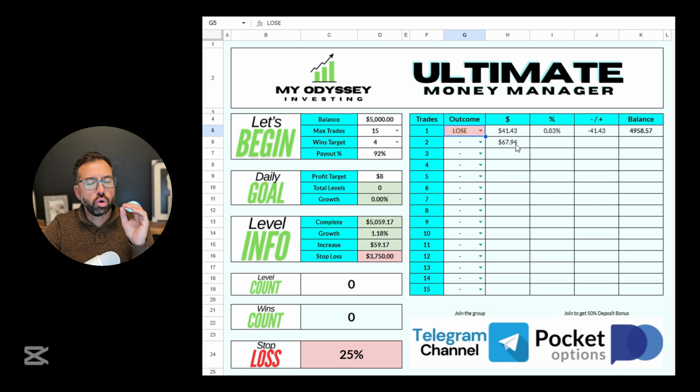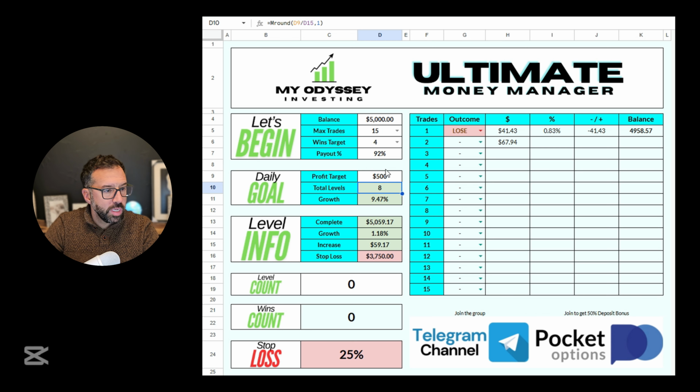This is critical. Follow these steps. This takes the guesswork, the stress, the emotions out of the trading dollar amount, which now allows you to focus on the strategy, the candlesticks, the patterns. All right, so sorry, this is supposed to be $500. So we're going to put 500 in there.